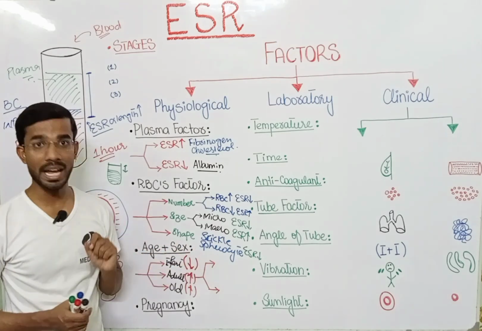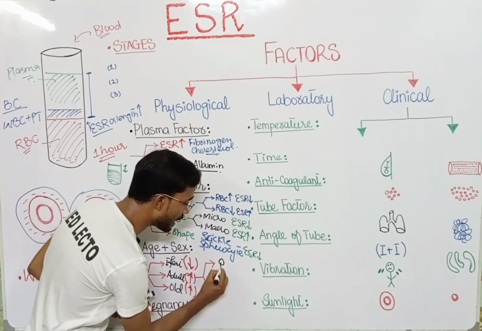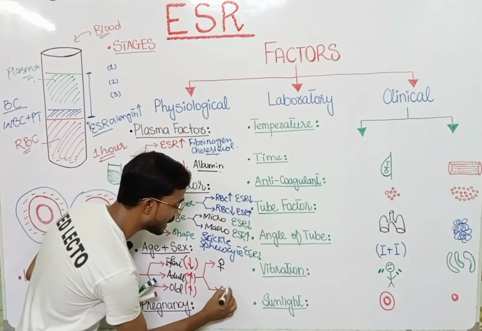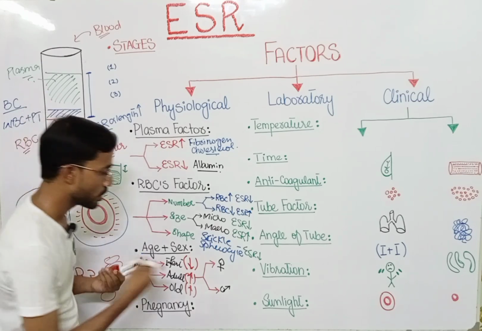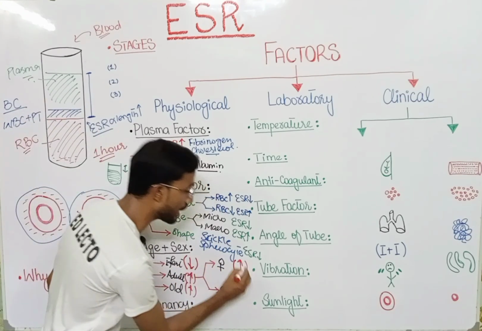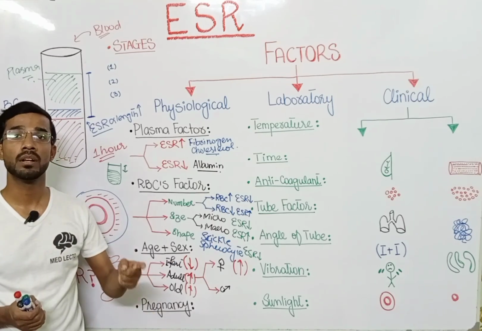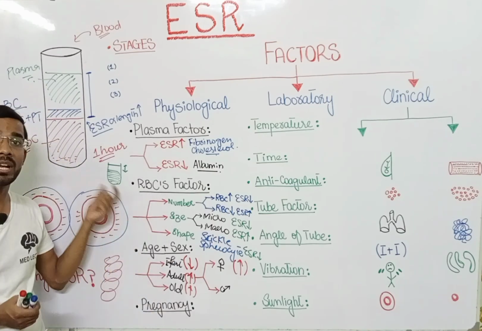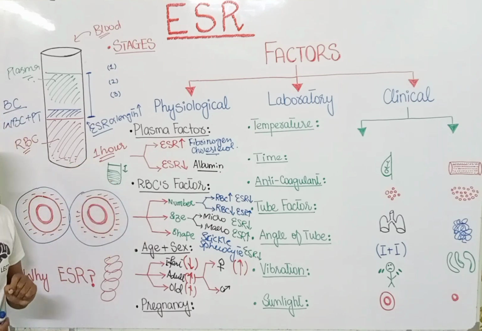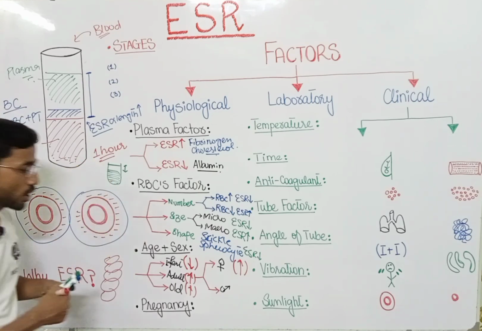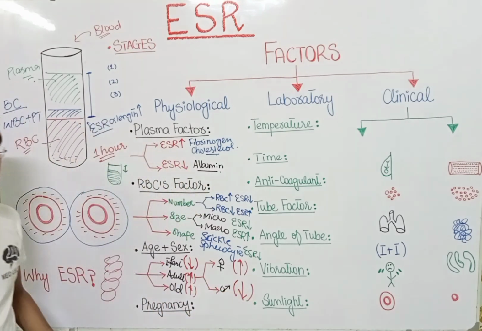If we discuss sex, male and female: in the female, the ESR will be high. So in the female, ESR is high. Why? Because the RBC number in the female is low. So a low number of RBCs will settle faster as compared to a large number of RBCs. So in the male, the ESR will be low.